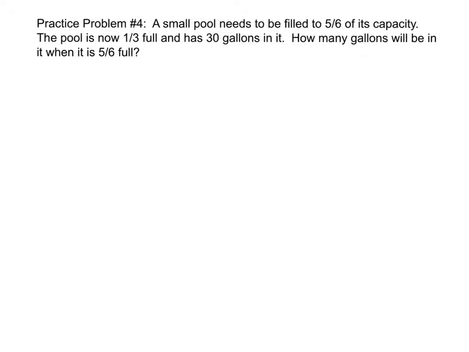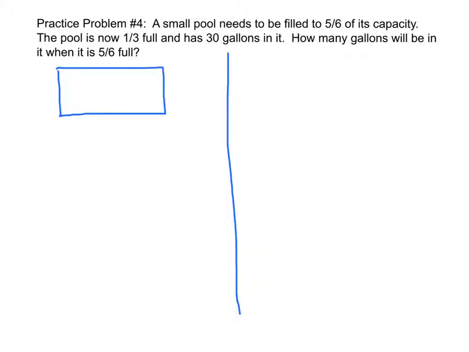Once again, I'm going to draw a picture of this, and I'm actually going to be doing this problem 2 different ways because I want you to see 2 different ways of doing it. So here's this pool, and in this picture you are looking straight on at the pool, and it says it needs to be filled to 5/6 of its capacity. But right now the pool is 1/3 of the way full, so this is the 1/3 mark right here, and it is filled up with 30 gallons.